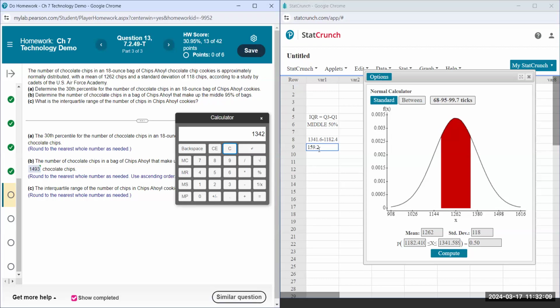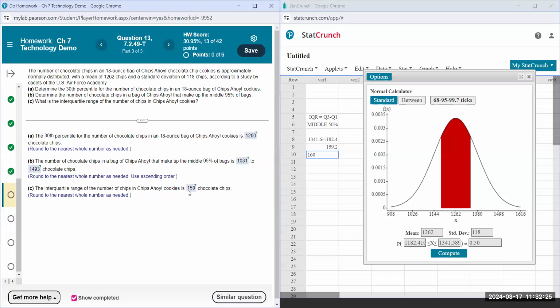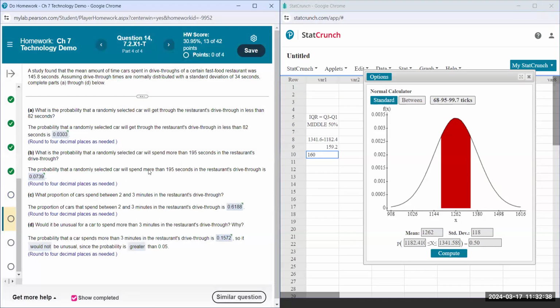Now, if I had rounded it first, then I would get 1342, because that 0.6 would bump up that 1 to a 2. And then if I subtract 1182, that 0.4, that 2 stays because that's a 4, equals, I would get 160. So I think if you put 160, it would still be okay. I think there's a little bit of wiggle room for that. I mean, that's the fastest way to do it. There's other ways to do this problem as well.